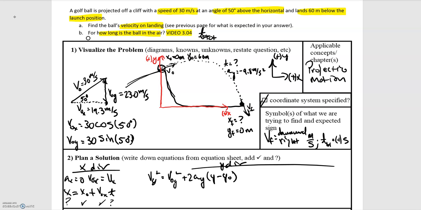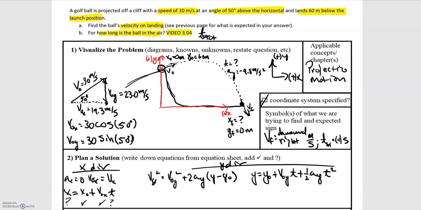And then we're asked to find how long the ball is in the air. And so for that, again, we know the distance, so we'll just use the position as a function of time equation, which is y, the final position, is equal to the initial position plus the initial velocity multiplied by time plus 1/2 the acceleration multiplied by the time squared.